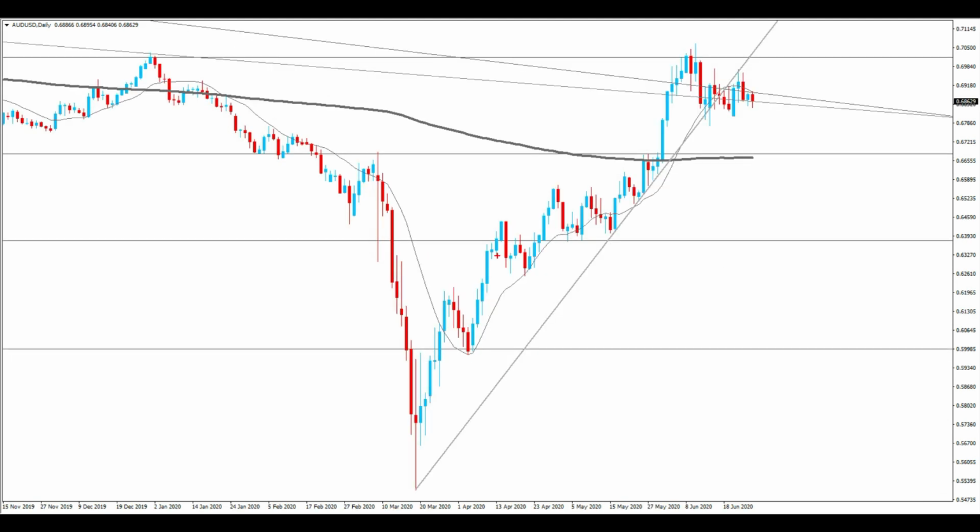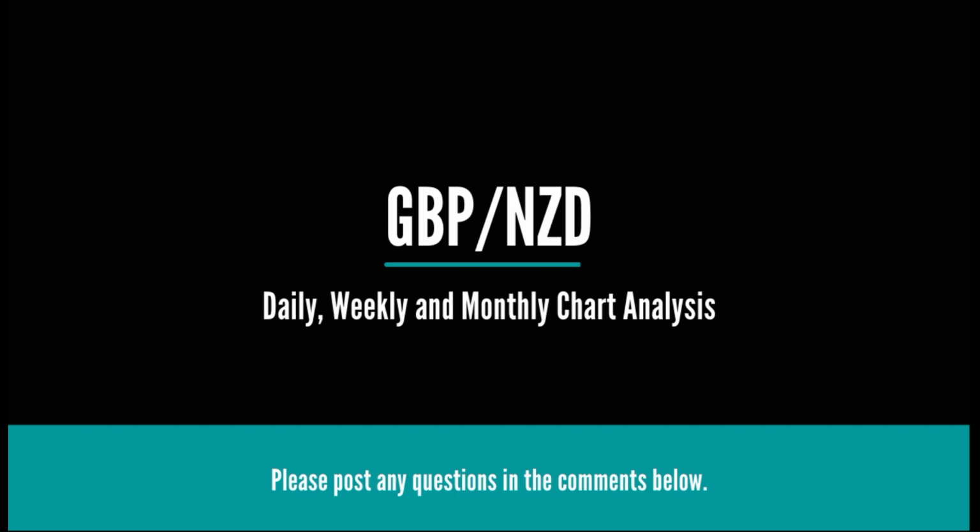But this is quite a very strong move, and this could well be the start of a new uptrend, but we're still favoring a downtrend in the market. So just wait for some pullbacks on lower time frames like the 4 hour, and you can enter a sell trade. Now let's take a look at GBP NZD.